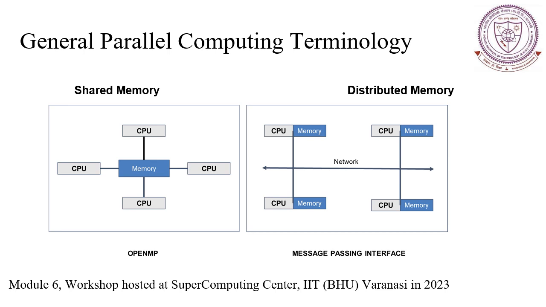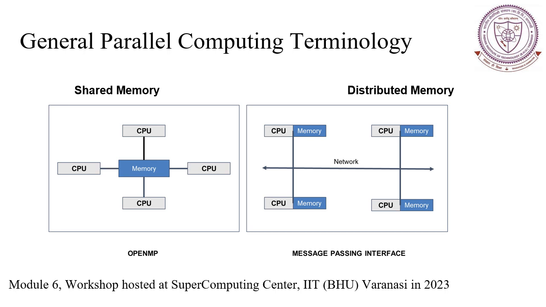The message passing mechanism allows processors to exchange data while maintaining their own separate memory spaces. Distributed memory architectures are commonly employed in clusters of computers or distributed systems where each node has its own memory and communicates with other nodes through a network. Examples of message passing libraries used in distributed memory systems include MPI, that is message passing interface.